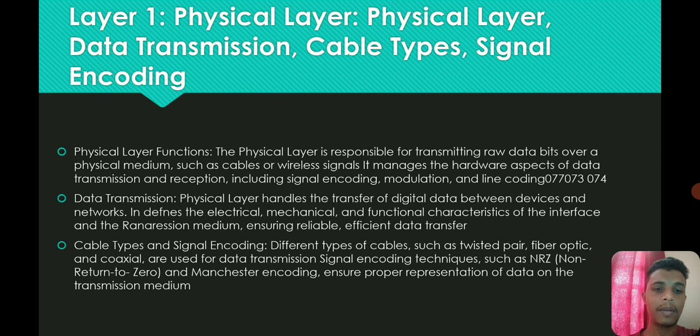The cable type and signal encoding. Different types of cables such as twisted pair, fiber optic, and coaxial are used for data transmission. Signal encoding techniques such as NRZ, non-return to zero, and Manchester encoding ensure proper representation of data on the transmission medium.